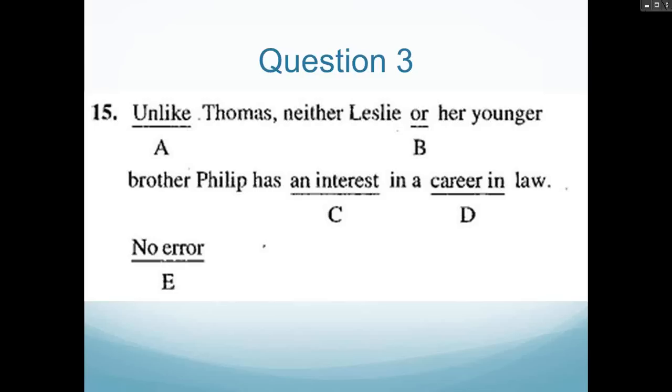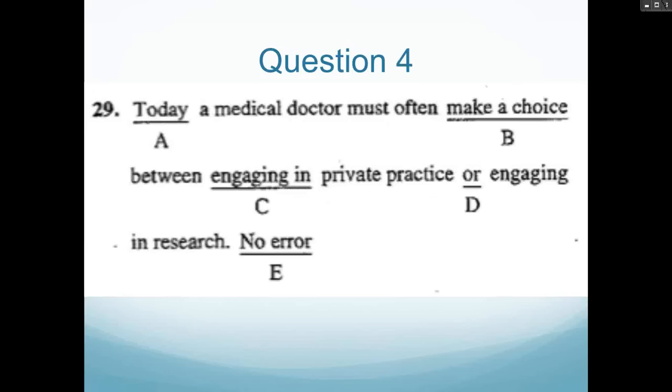Okay, I bet 100% of you guys got this one. The error is B. It's gotta be nor, right? Neither Leslie nor. I don't even have to read the rest of the sentence. Let's move on. Can I give this one a shot?